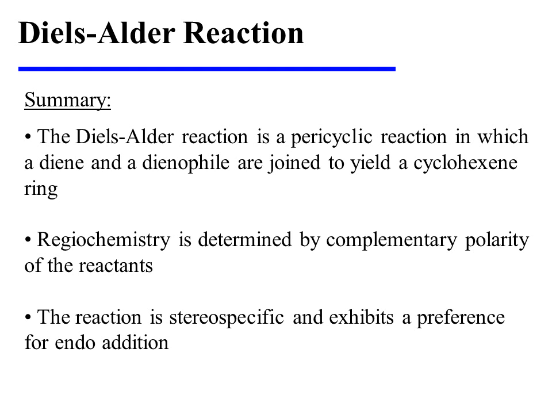In summary, the Diels-Alder reaction is a pericyclic reaction in which a diene and a dienophile are joined to yield a cyclohexene ring. The regiochemistry of the reaction is determined by complementary polarity of the reactants. Furthermore, the reaction is stereospecific and exhibits a preference for endo addition.